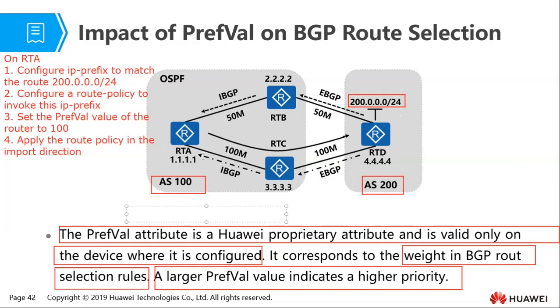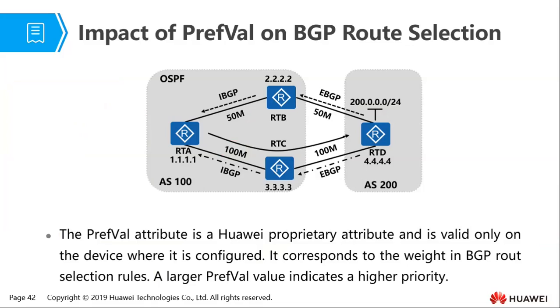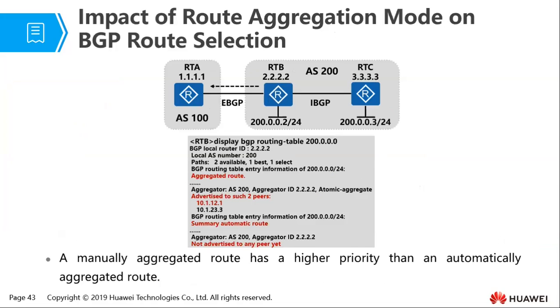200.0.0.0/24. So as you can see, it's almost like the local preference, but while the local preference we were setting at RTC, now the preference value is actually configured at RTA. So RTA is going to check the IGP cost and use it. It's going to see that this one has a lower cost compared to this one. And therefore, it's going to use this particular route to forward its packets once we've configured the preference value.